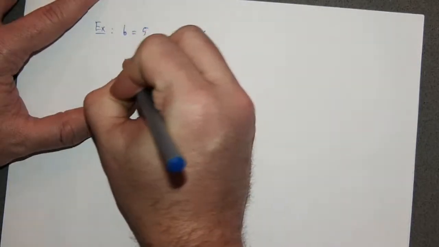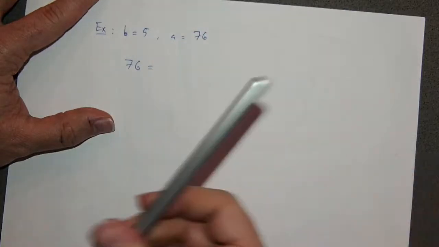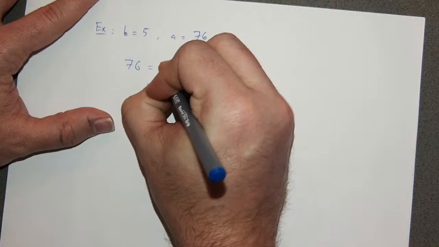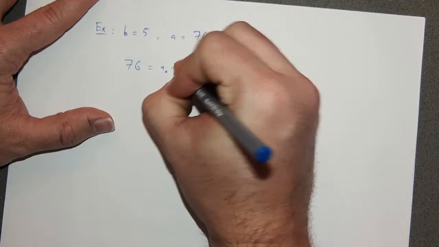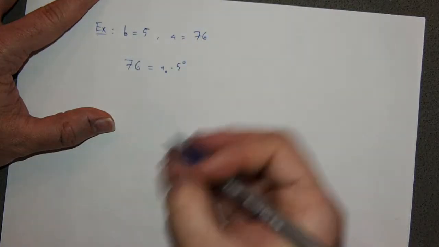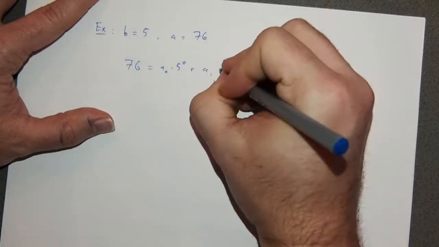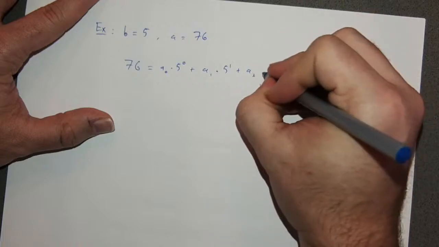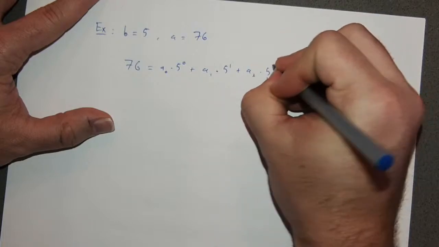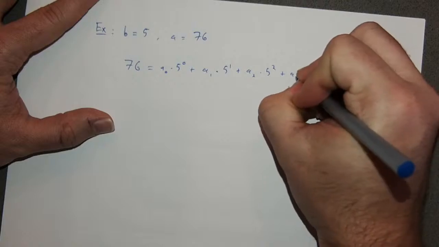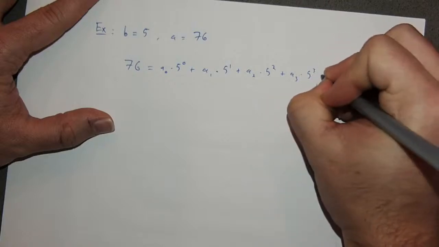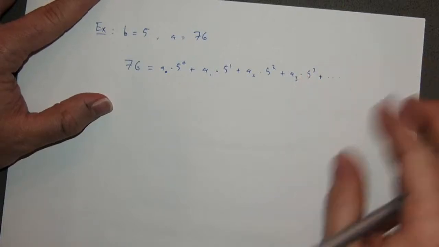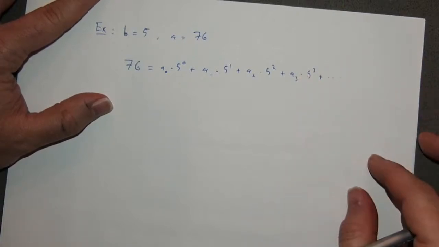Okay, so we want to write 76 as, I'm going to write the digits in the other order just for ease here. So this would be a naught times 5 to the 0, right, or times 1, plus a sub 1 times 5 to the first, plus a sub 2 times 5 squared, plus a sub 3 times 5 cubed, and so on. But at this point, 5 cubed is what? 5 cubed is 5 times 5 times 5, so it's 25 times 5, 125.